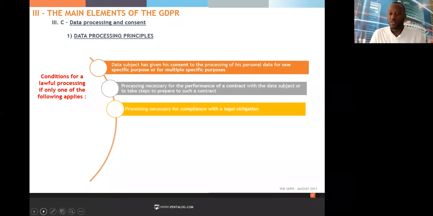The processing is necessary for compliance with a legal obligation. Let's say I'm an employer. I have a few employees here and I have to send some papers to the social security, etc. So I will have to process the data. I will have to collect data from my employees and send them to the authority. So this is a legal obligation I have. So there is no way to do otherwise.